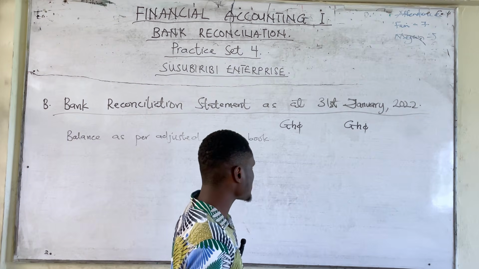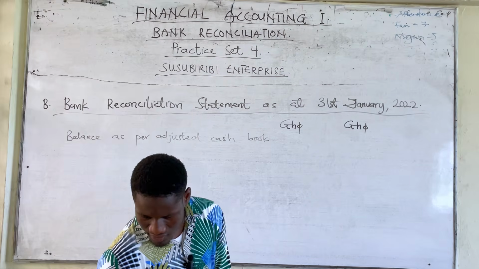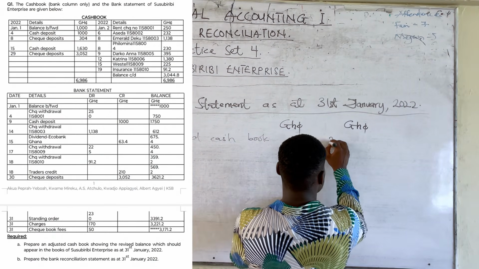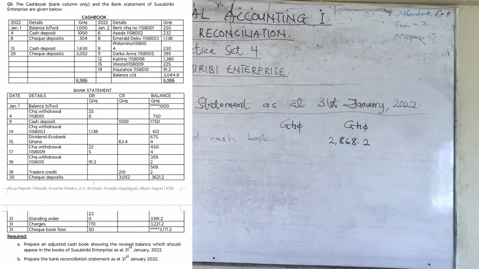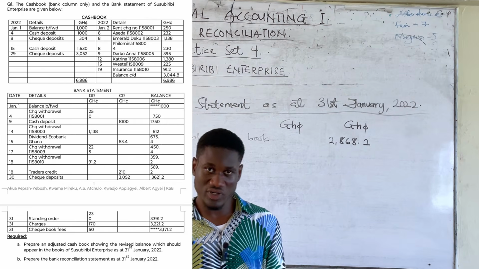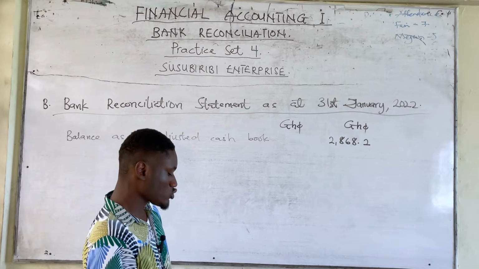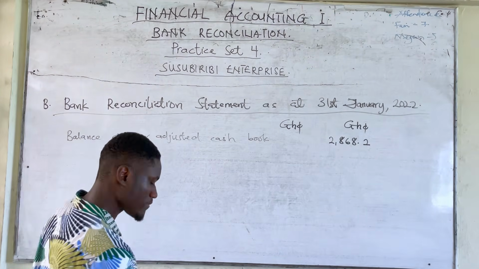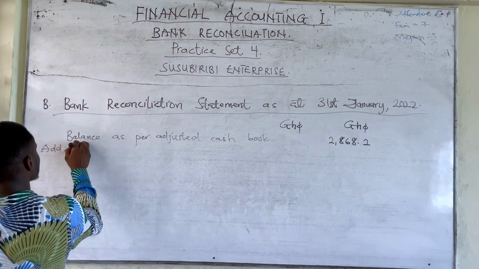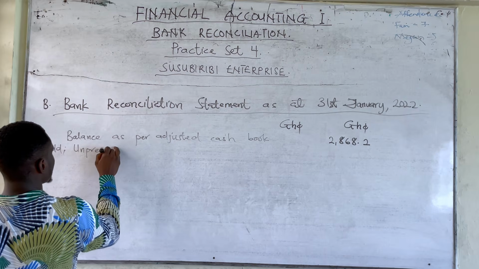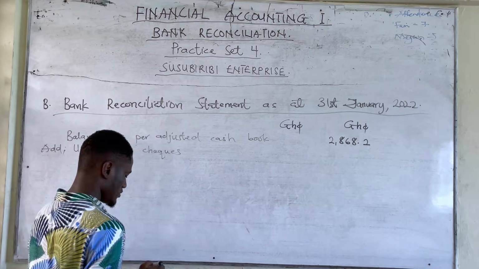Good. So with the balance as per adjusted cash book, we had 2,868.2. Okay, so that's the amount we had as the balance for the cash book, adjusted cash book. So that's what we are going to start with. So now we'll come to our unpresented checks. We'll add our unpresented checks. Good.